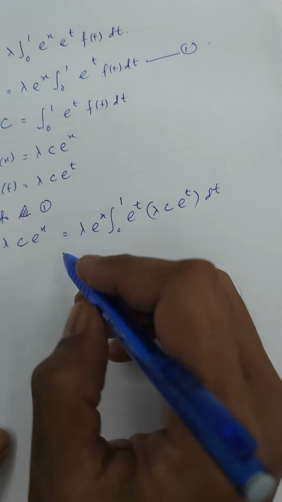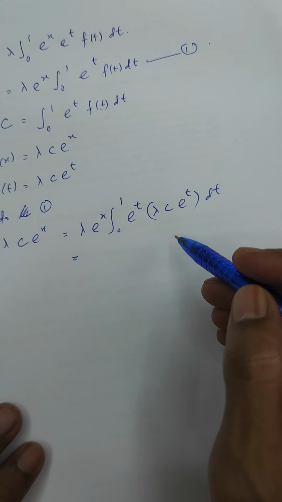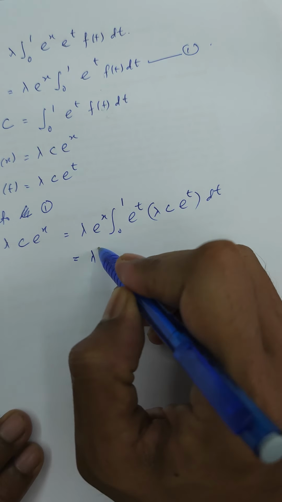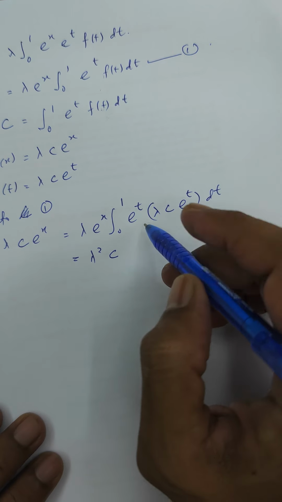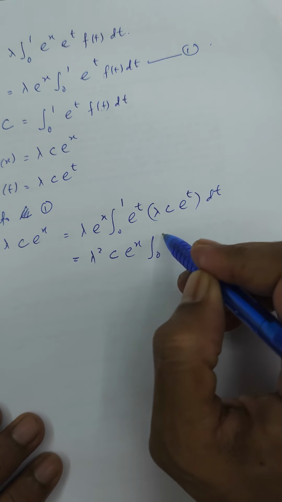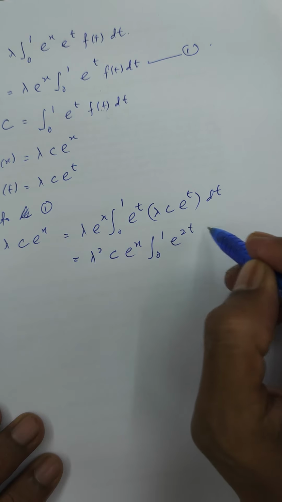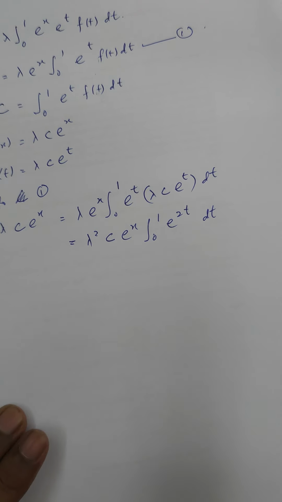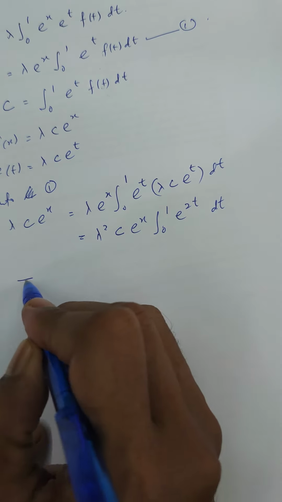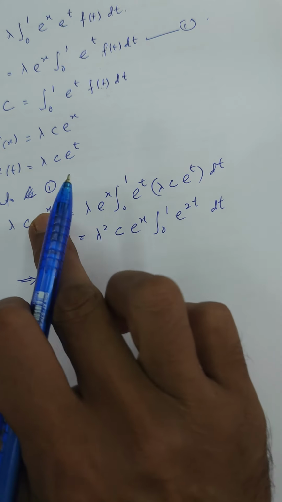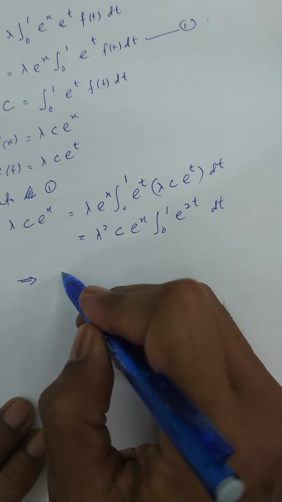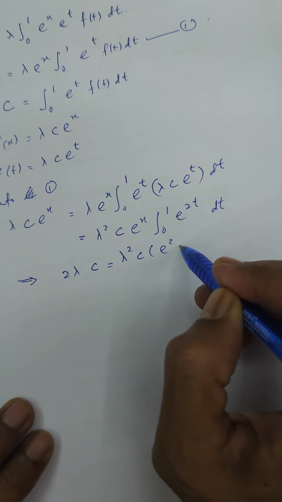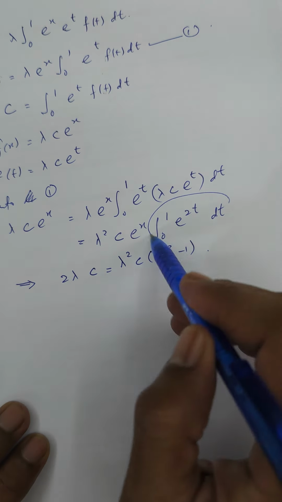Now, of course, you can simplify that. We have lambda squared c e^x integrate 0 to 1 of e^(2t) dt. You can evaluate those things, and therefore you can simplify this, e^x cancels out, so we have 2 lambda c equal to lambda squared c (e squared minus 1). Solve this.